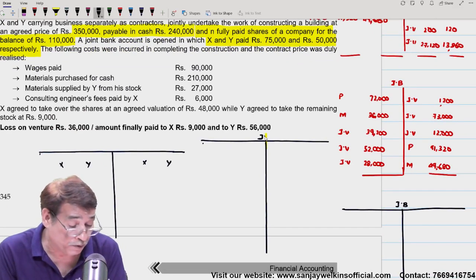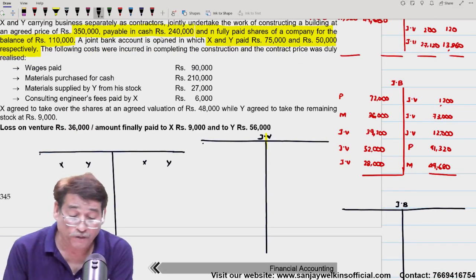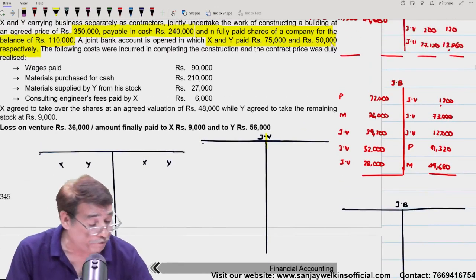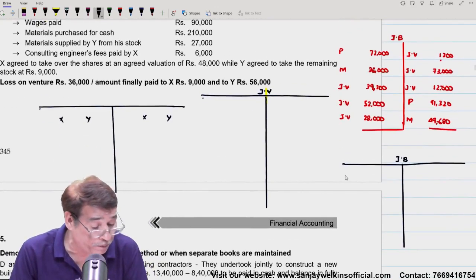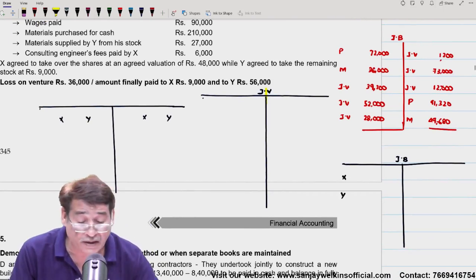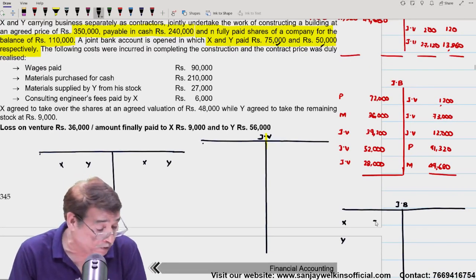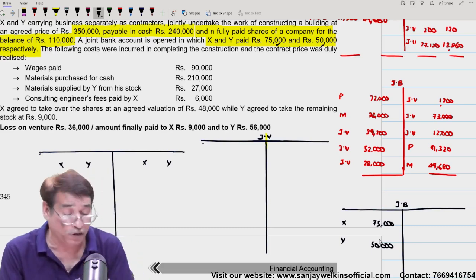Joint venture account. So first of all, it is written that they have contributed 75 and 50. So towards the debit side of the joint bank account, you will write to X and to Y. So X has contributed how much? 75,000 and Y has contributed this much. Joint bank account debit to X, to Y. This is the entry you are going to write. Is it clear to you?